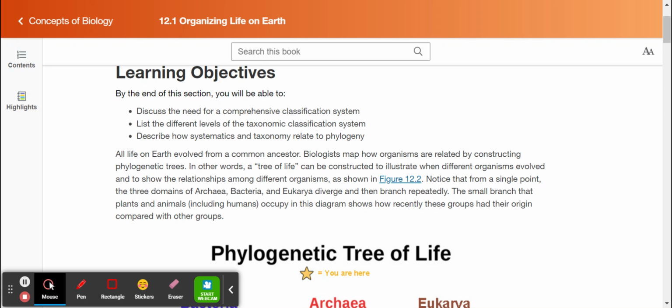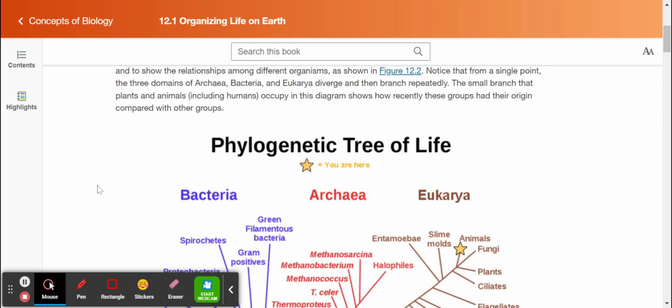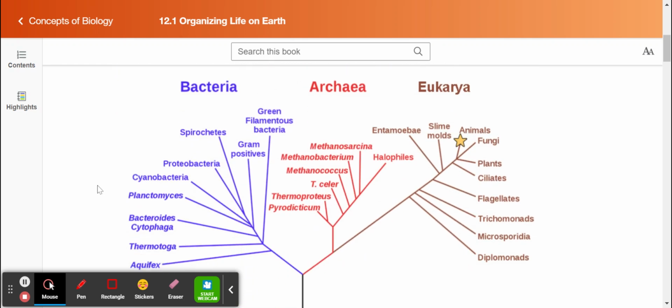Notice that from a single point, the three domains of archaea, bacteria, and eukarya diverge and then branch repeatedly. The small branch that plants and animals, including humans, occupy in this diagram shows how recently these groups had their origin compared with other groups. Humans are here.